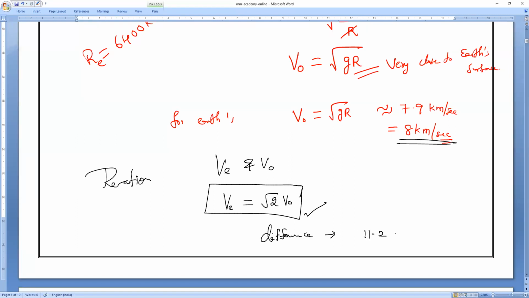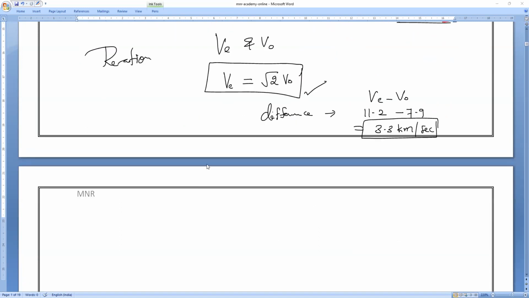Escape velocity is 11.2, orbital velocity is 7.9. What is the difference, everybody? Yes, which is approximately 3.3 kilometers per second. Up to here, we have solved in yesterday's class. Those who did not attend, you might remember this. Up to here, you have to remember what orbital velocity and escape velocity are.